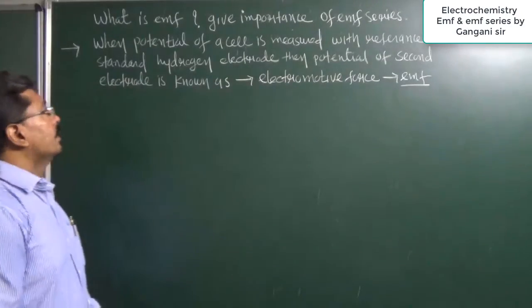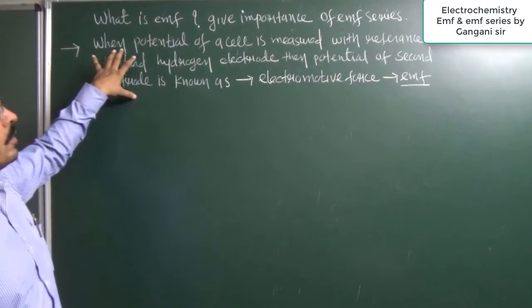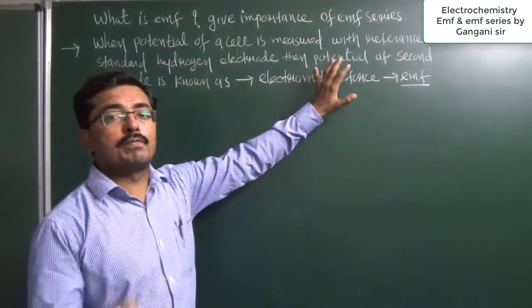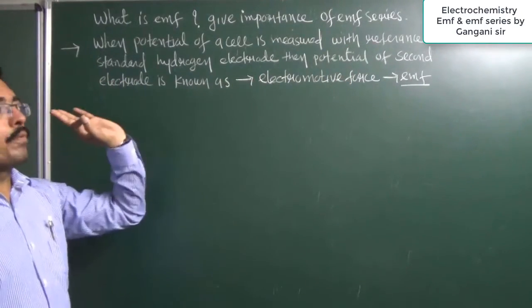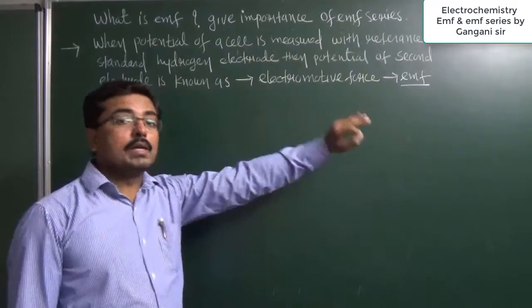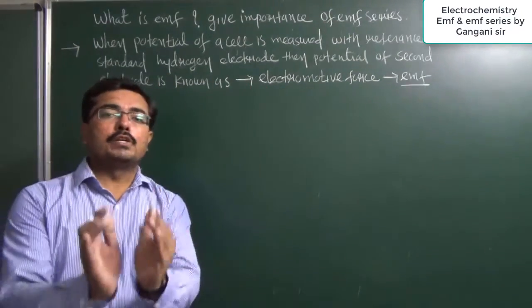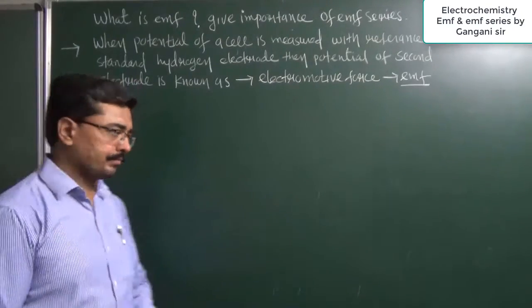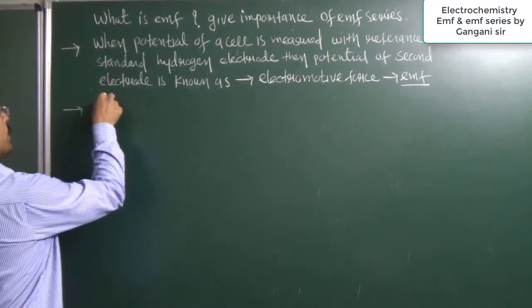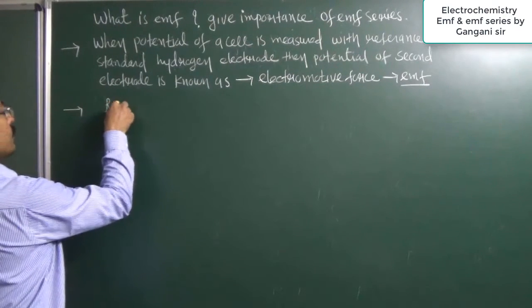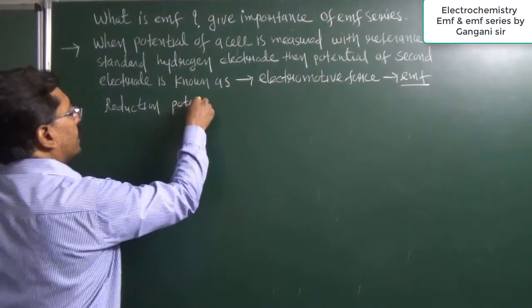Once again, what is the definition of EMF? When the potential of any cell is measured with reference to the standard hydrogen electrode, then the potential of the second electrode is known as electromotive force. In short, we write it as EMF. By using this way, we are measuring the reduction potential of an electrode.